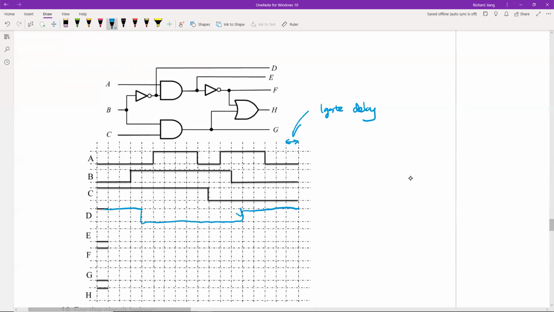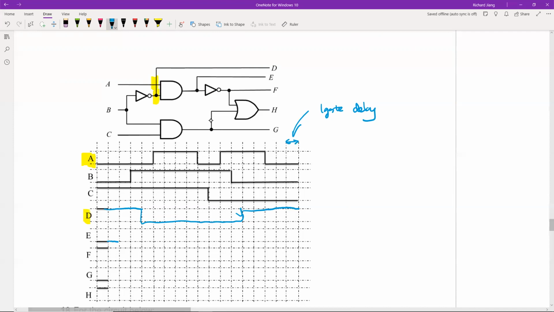Okay, the next one is E. E is the output of this AND gate, which is ANDing D with A. So we're looking at D now, and we're ANDing it with A. So again, this is D, and then this is A. We're ANDing those together. And we know that for the AND gate, if either input is 0, the output's going to be 0, right? Yep. Okay, good.